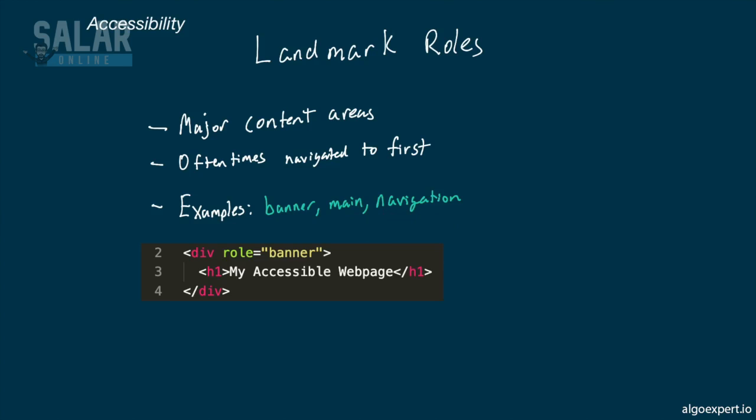And you might notice that these are very similar to what we have in semantic grouping tags. In fact, semantic grouping tags all have a landmark role associated with them, and for that reason, we should almost always be using those tags instead of manually setting a landmark role. However, it can be nice to know that we can do that if we ever need to.